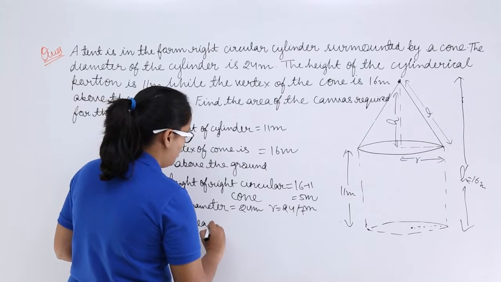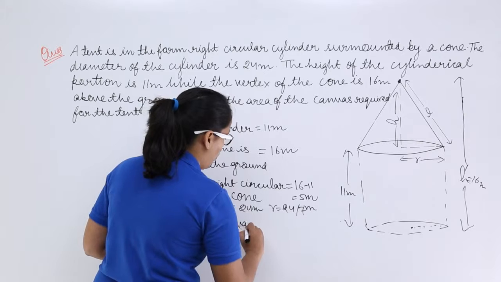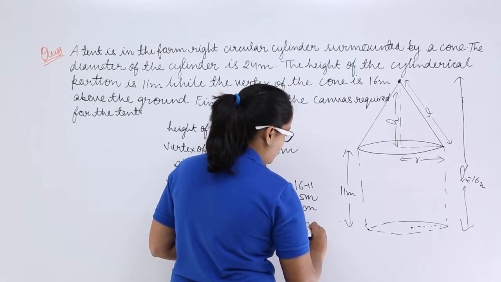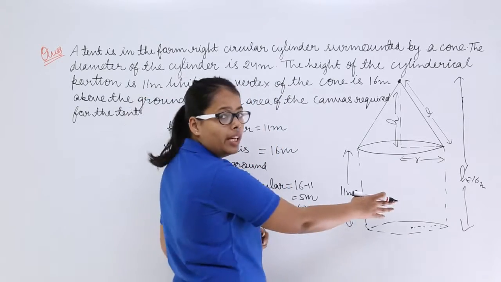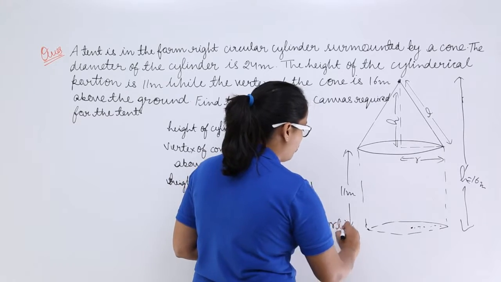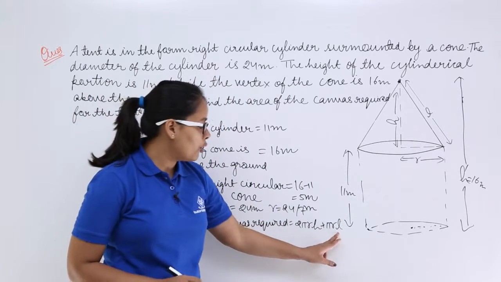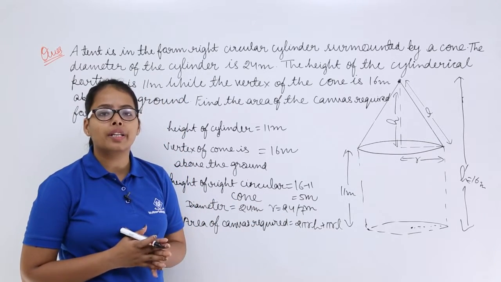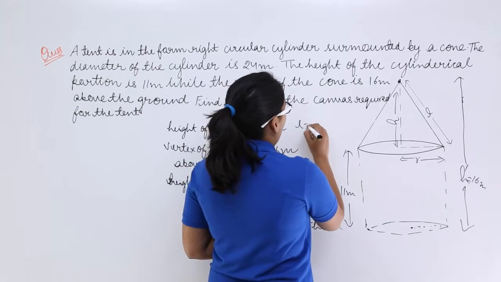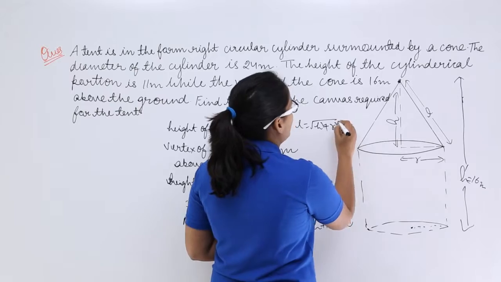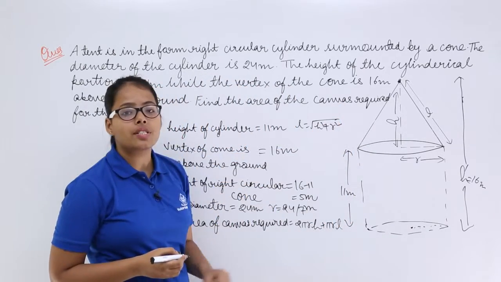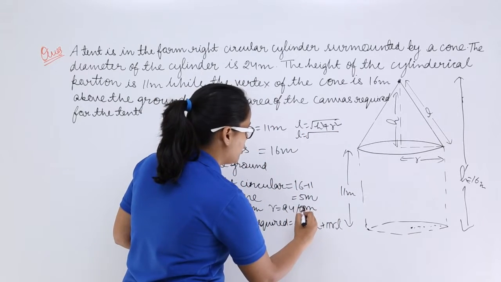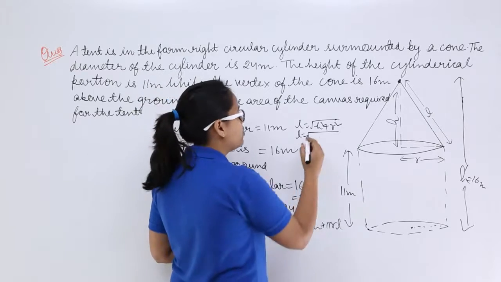So area of canvas required will be 2 pi R H, which is the curved surface area of the cylinder, plus the area of the cone, which is pi R L. You know the value for R, you know the value for H, you need to calculate the value of this slant height. How will you calculate that? You know that L is the root of H square plus R square. Radius is half of the diameter, so you will divide this.